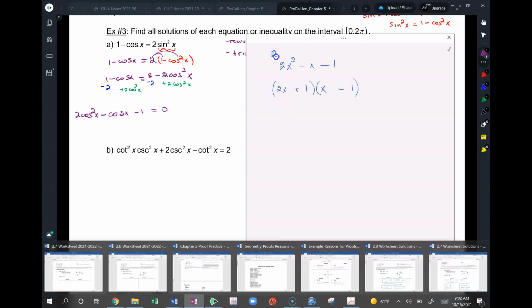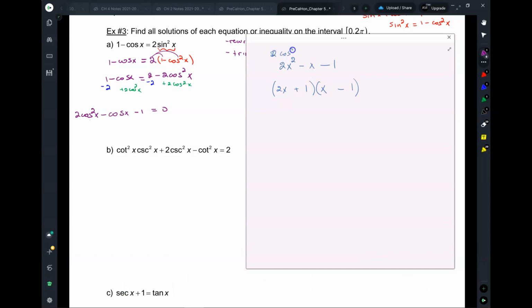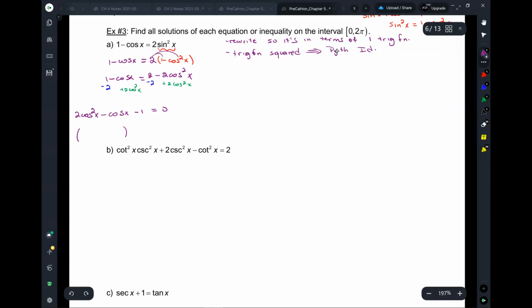2 cosine squared x minus cosine x minus 1. Right? It's the same form, except instead of the x, I have a cosine x. So I can factor this like this. 2 cosine x, 1, 1, and then plus minus. Okay?